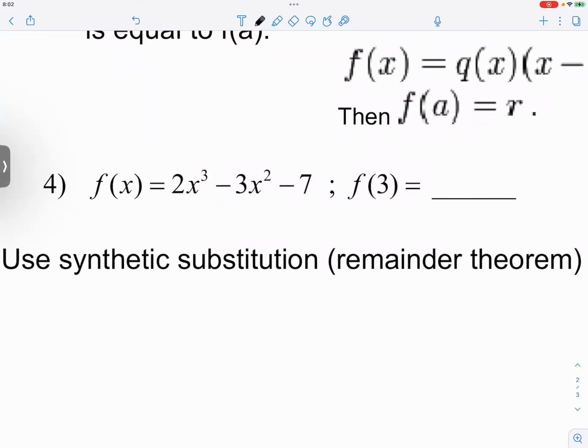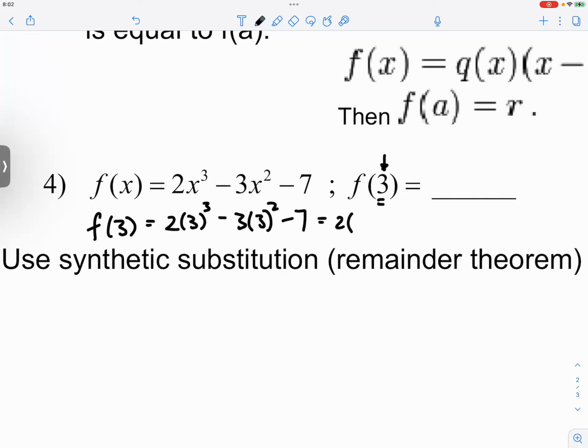Now you've got this f of x, right? It says 2x cubed minus 3x squared minus 7. How would you do this? If I say, can you find out f of 3? What would you do? Or actually, what does it mean when we say f of 3? x is 3, right? So we'll say, let's go ahead and substitute. And I'm going to show you the substitution.